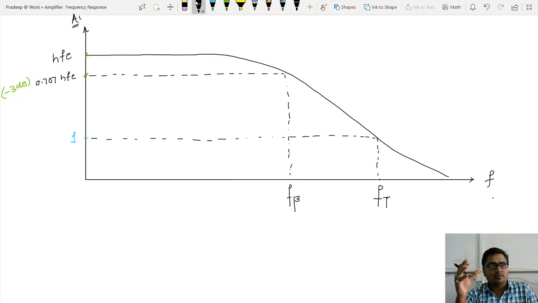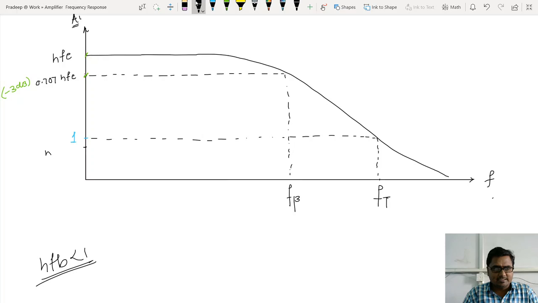What will happen if I plot a common base graph on the same thing? For common base, we know that HFB is always less than 1. HFB is less than 1. So as of now we have started, yes, it is less than 1. So let me write it: this level is HFB.